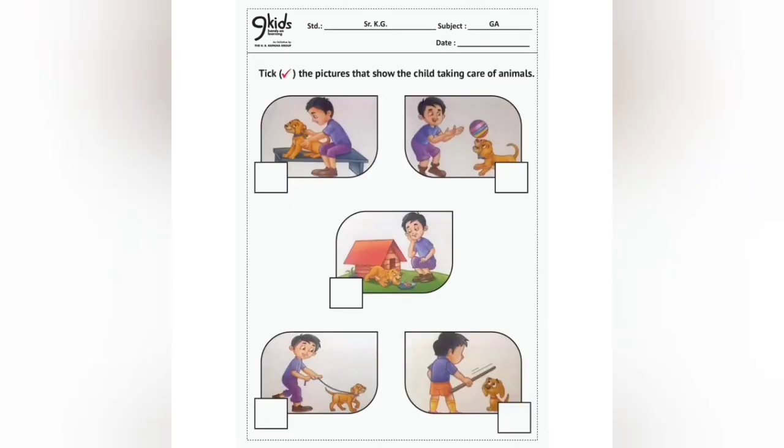In the second worksheet, you have to tick the pictures that show the child taking care of animals. For example, the first picture is showing the child brushing the dog's hair. The second picture is the child playing with the dog. The third picture is the child giving food to the dog. The fourth picture is the child taking the dog for a walk. And the fifth one is the dog getting beaten by the child. So children, you have to tick only the pictures of the child taking care of the animal.